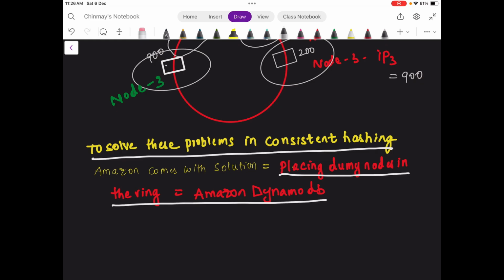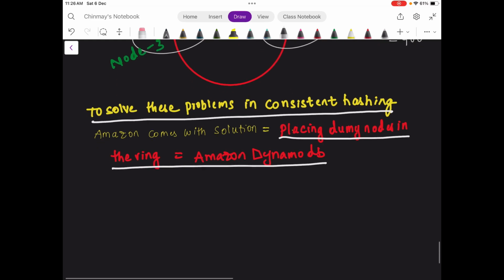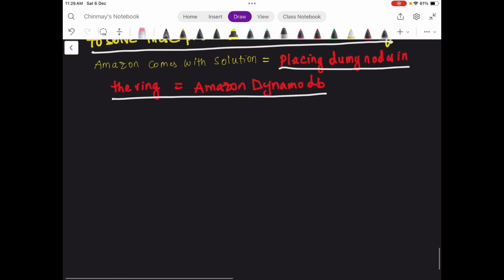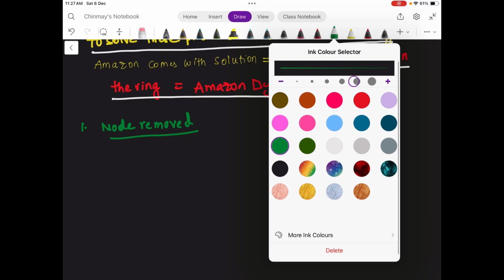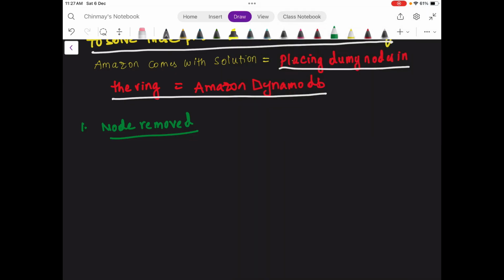Before we discuss how Amazon solved the problem with dummy nodes in consistent hashing, let's see what happens if a node is removed or a node is added. First case, node removed.